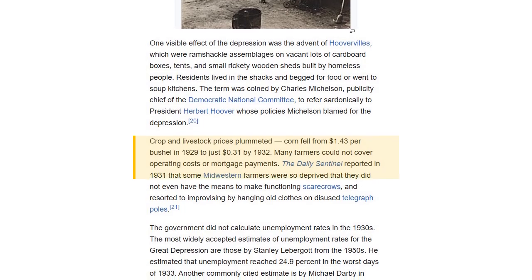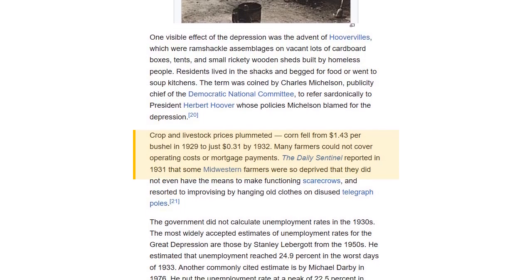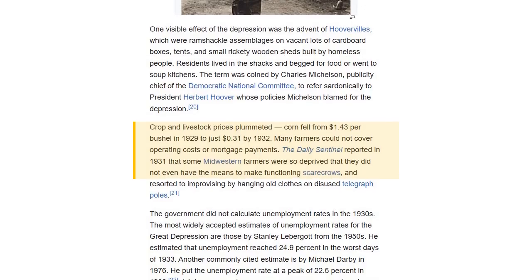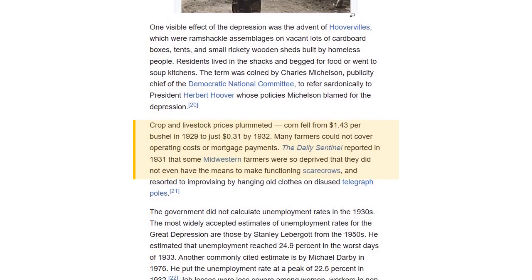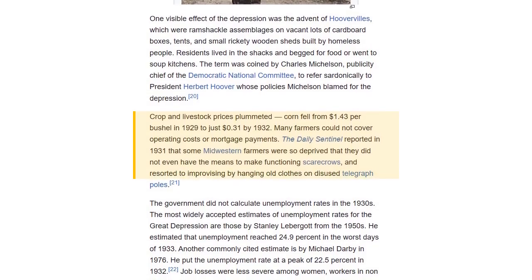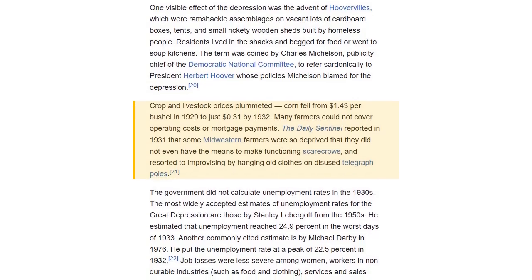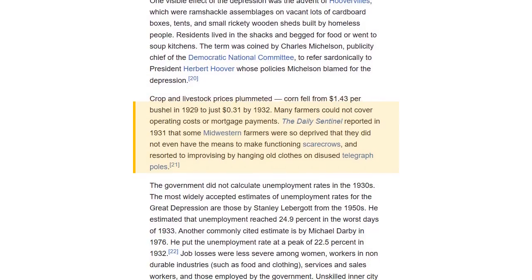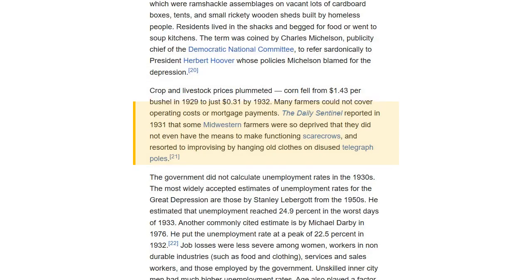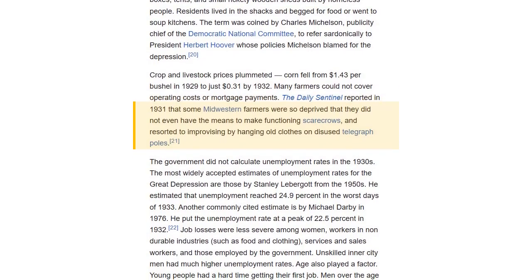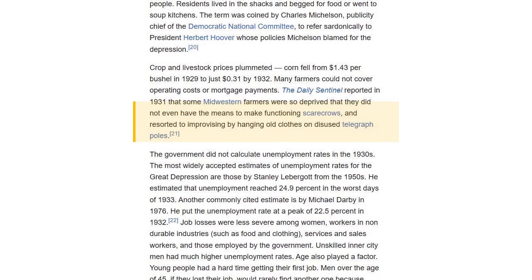Crop and livestock prices plummeted. Corn fell from $1.43 per bushel in 1929 to just $0.31 by 1932. Many farmers could not cover operating costs or mortgage payments. The Daily Sentinel reported in 1931 that some Midwestern farmers were so deprived that they did not even have the means to make functioning scarecrows and resorted to improvising by hanging old clothes on disused telegraph poles.